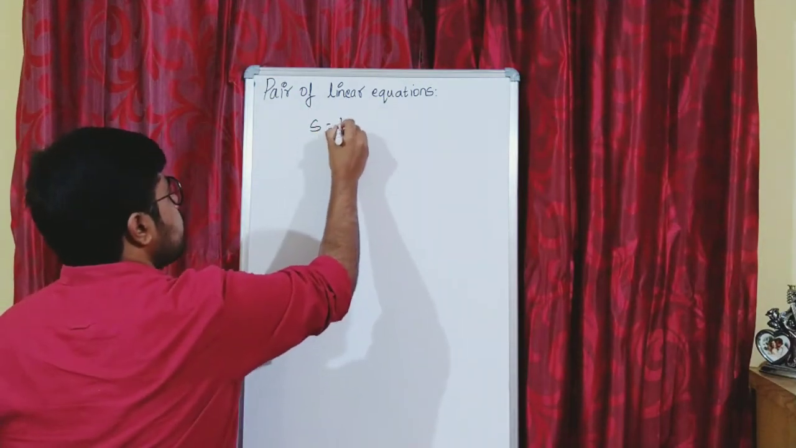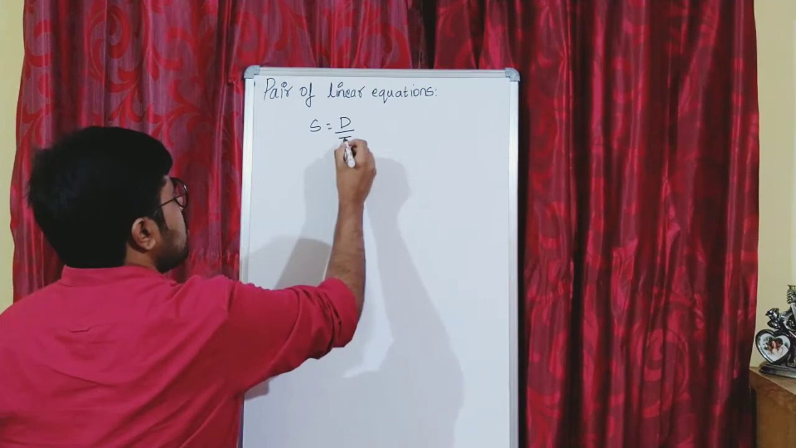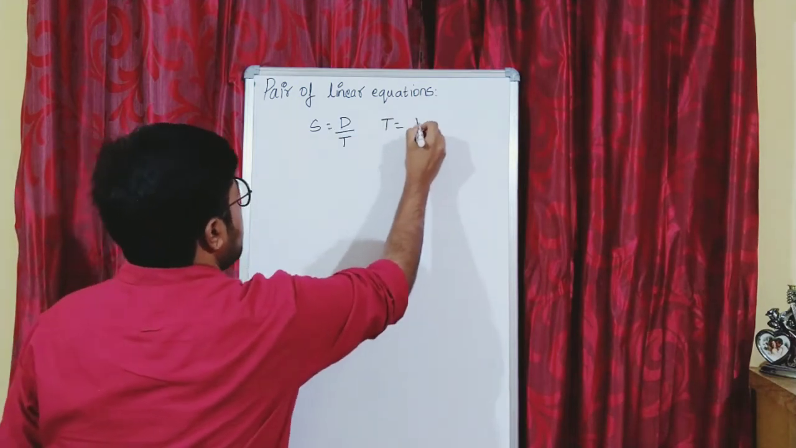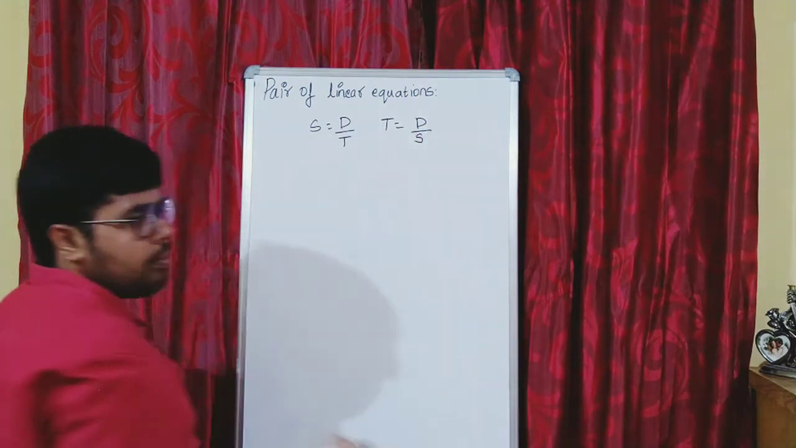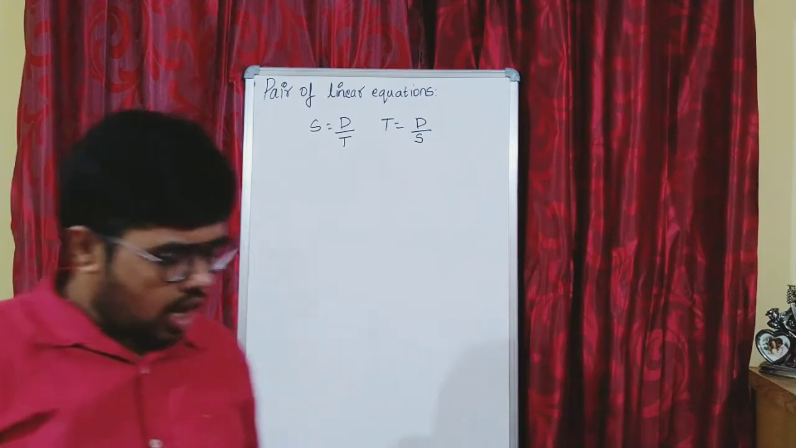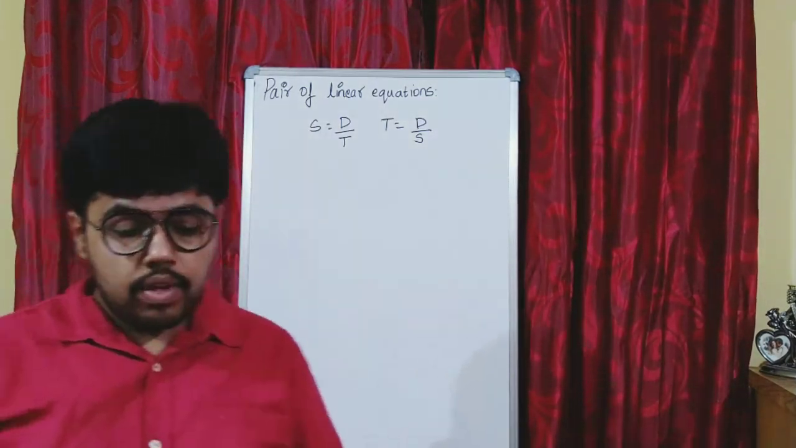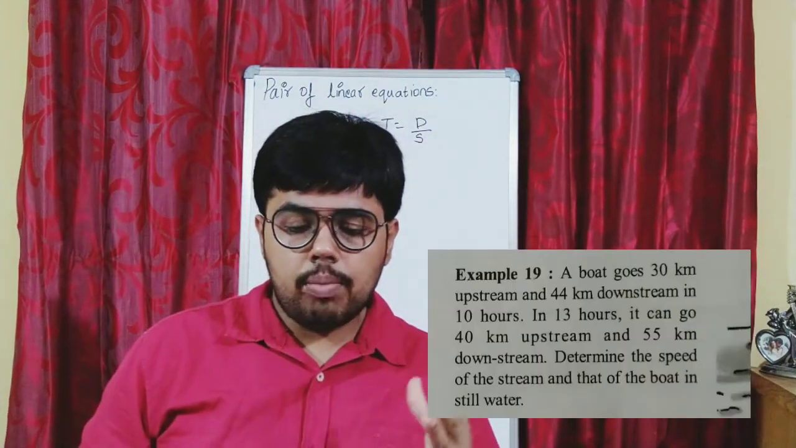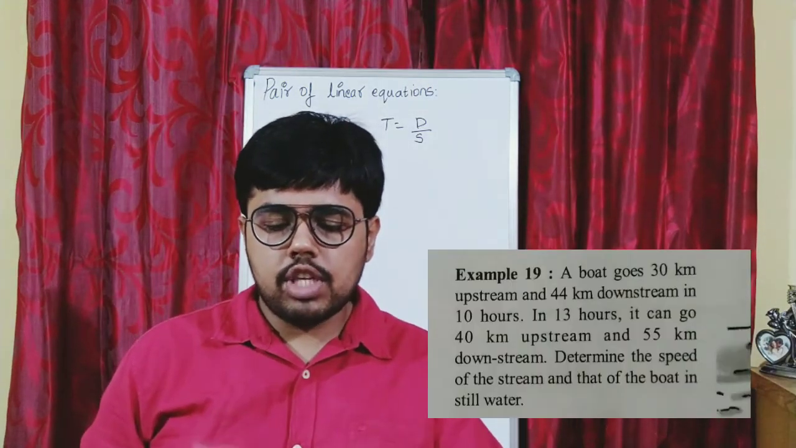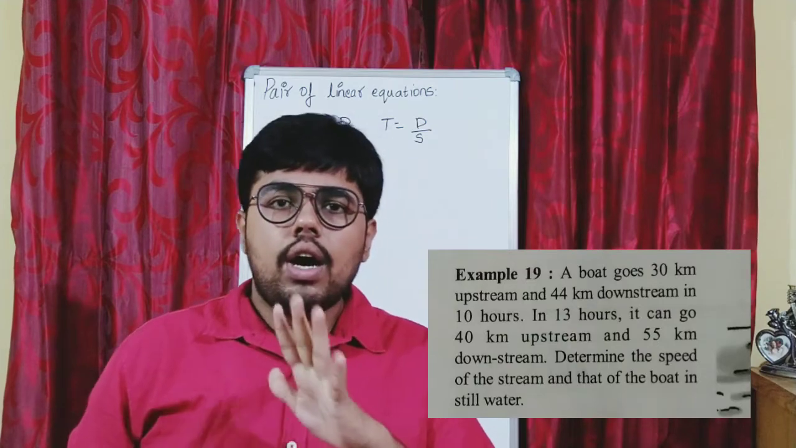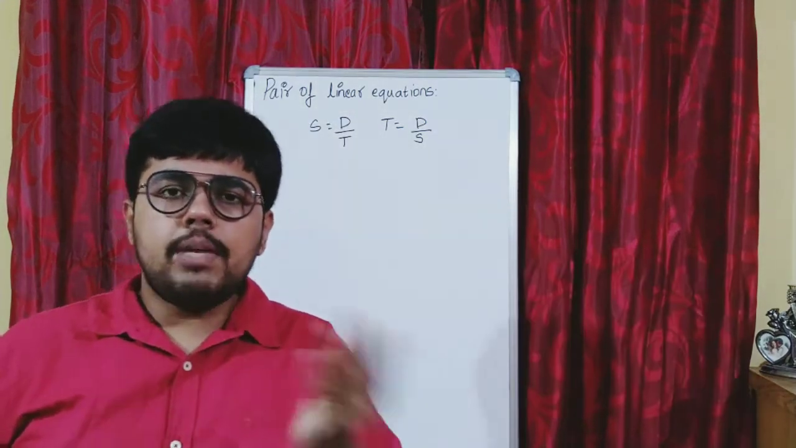Speed is equal to distance by time, or the time is nothing but distance by speed. I hope you remember this from your physics. Now let us solve a problem. A boat goes 30 km upstream and 44 km downstream in 10 hours. Okay, now upstream and downstream.